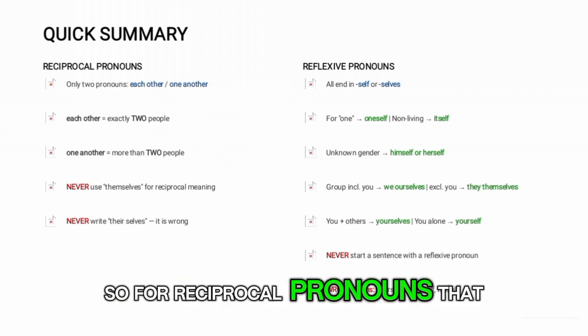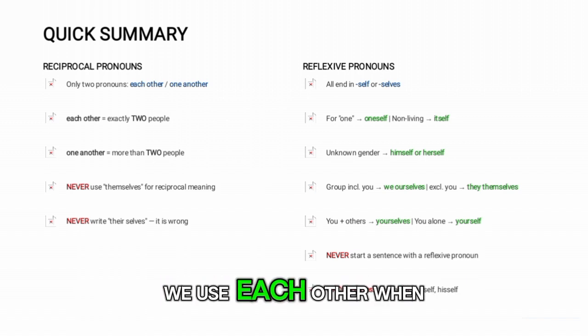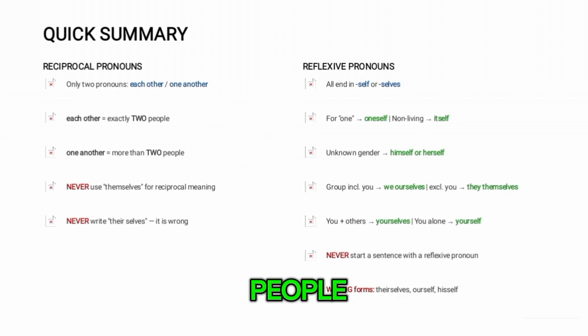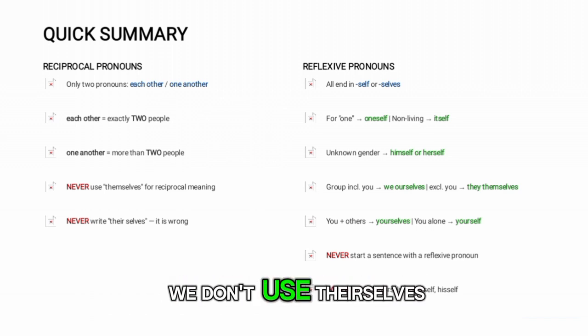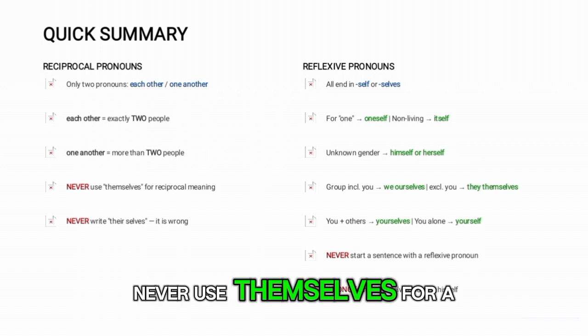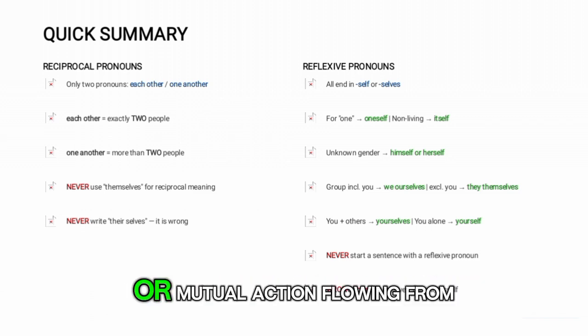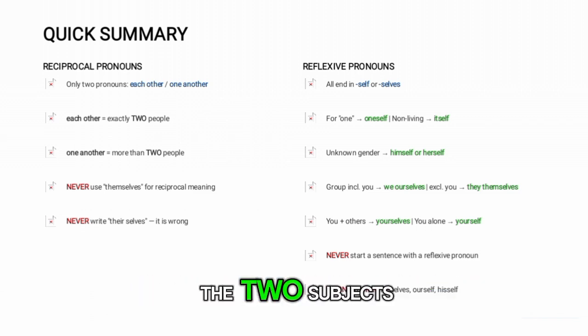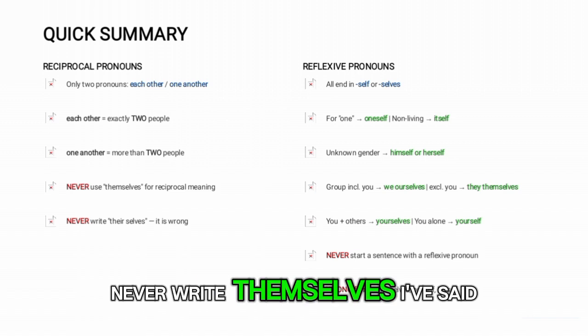So for reciprocal pronouns that involve just two people, we use each other. When it involves more than two people, we use one another. And we don't use their selves also. There is nothing like their self, it is themselves. Never use themselves for reciprocal meaning. When there is no mutual relationship or mutual action flowing from the two subjects or people involved, do not use a reciprocal pronoun. Rather, you use themselves. Never write their self. I've said this before.